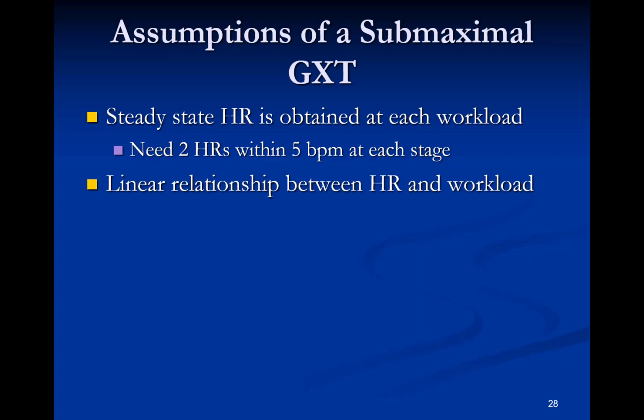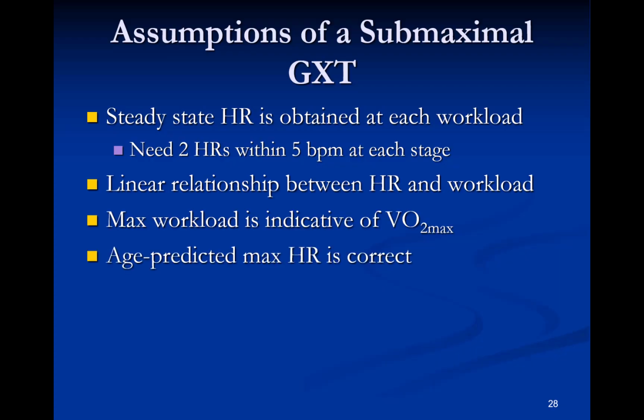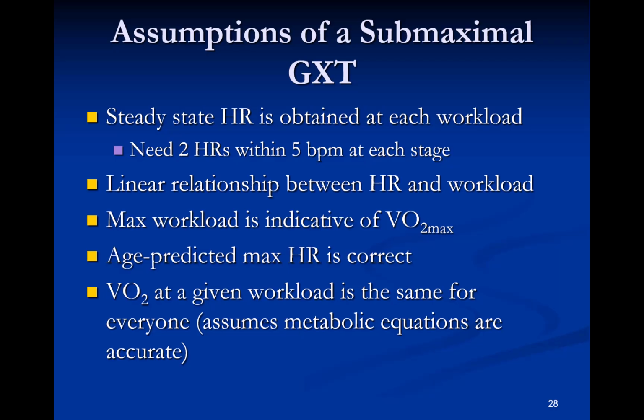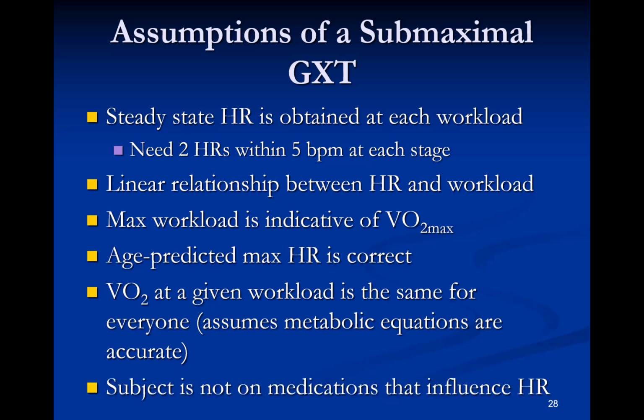Also, we're assuming that there's a linear relationship between heart rate and workload, which there is, so that's a good assumption. We're assuming that the max workload is indicative of VO2 max. That could be a great assumption, could be not so great depending on the person. We're assuming their age predicted max heart rate is correct. We know there's a little bit of error associated with that, so it's a good assumption, but there's some error with it. We're also assuming that the oxygen consumption at a given workload is the same for everyone. So basically, we're assuming those metabolic equations that I talked about are accurate. And then lastly, we're assuming that the person is not taking any medications that could influence their heart rate response.